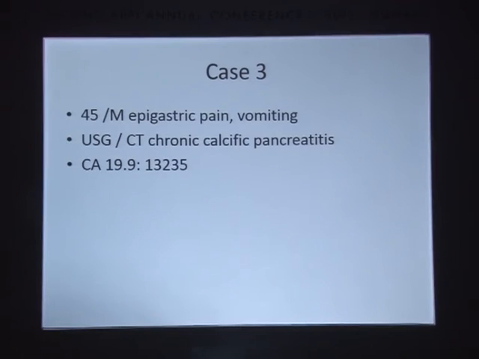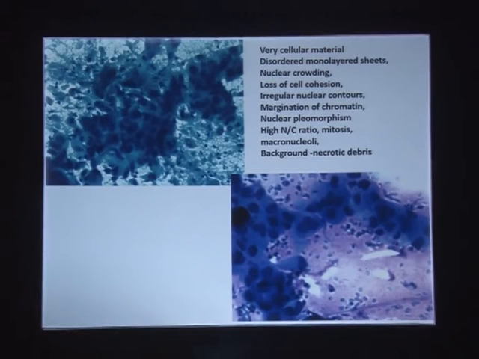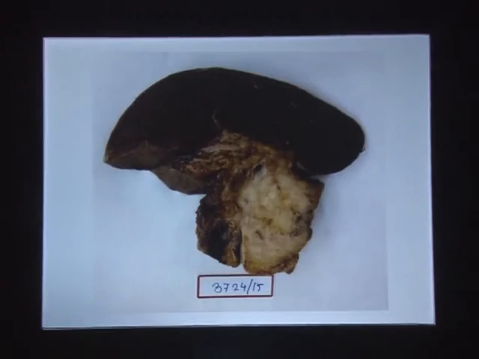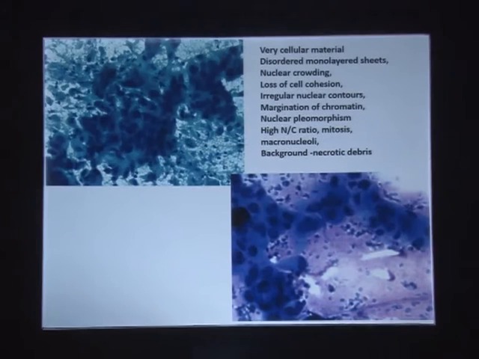This was a patient, a 45-year-old male. He came with epigastric pain and vomiting, and the clinical diagnosis was calcific pancreatitis. However, he had a very high CA 19.9. So clinically they knew that we are probably dealing with adenocarcinoma, and obvious features of adenocarcinoma are seen in these smears. So there is no big deal diagnosing these adenocarcinomas.